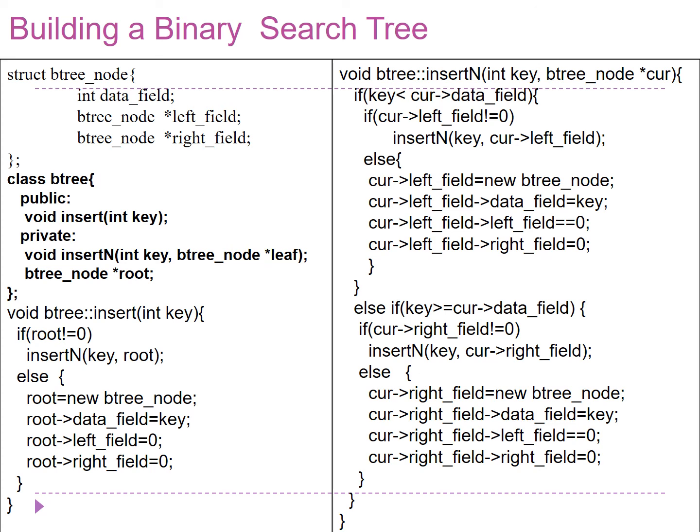In the insert function, when the tree is not null, the insertN function is called with the new value to be inserted and the root of the binary search tree. When the binary search tree is not initialized yet, the new value key is inserted as the root of the binary search tree.